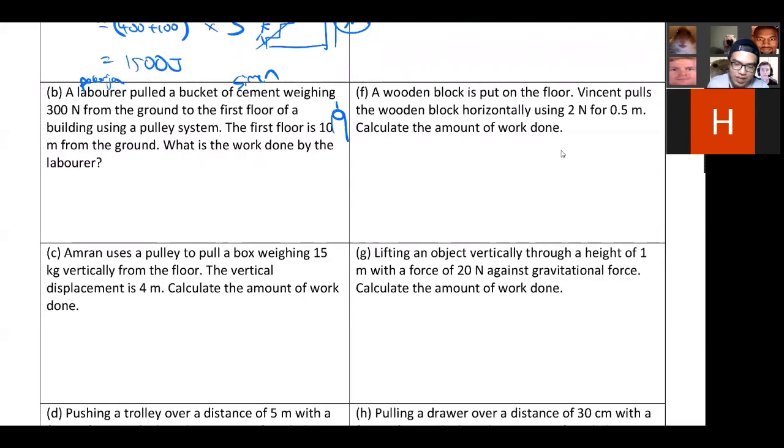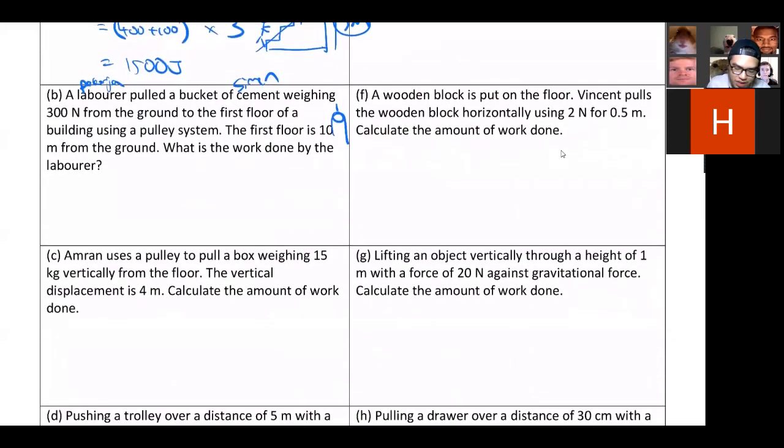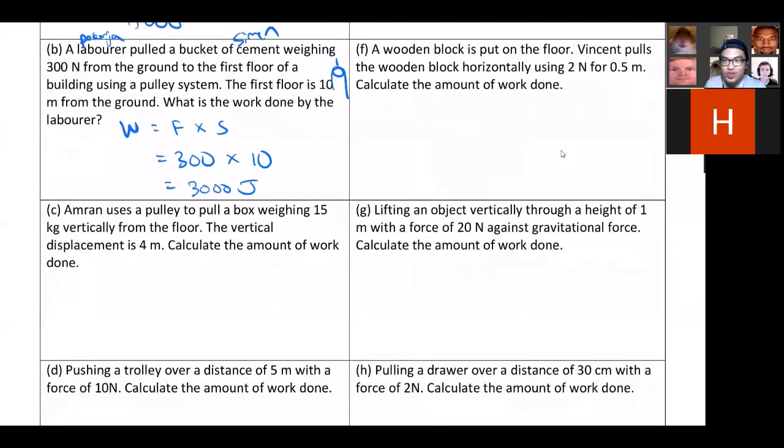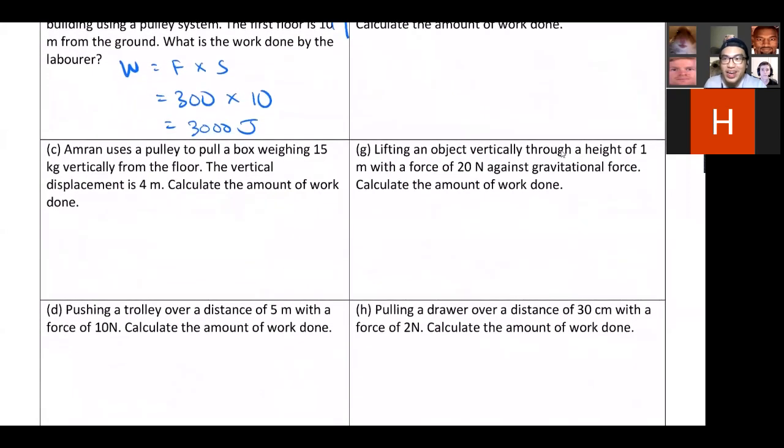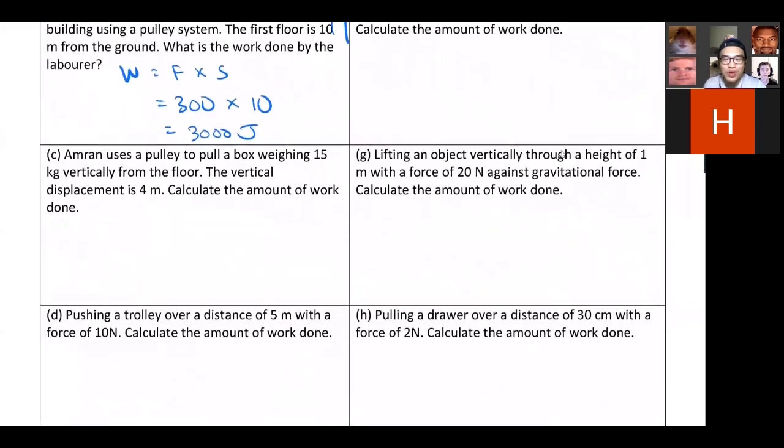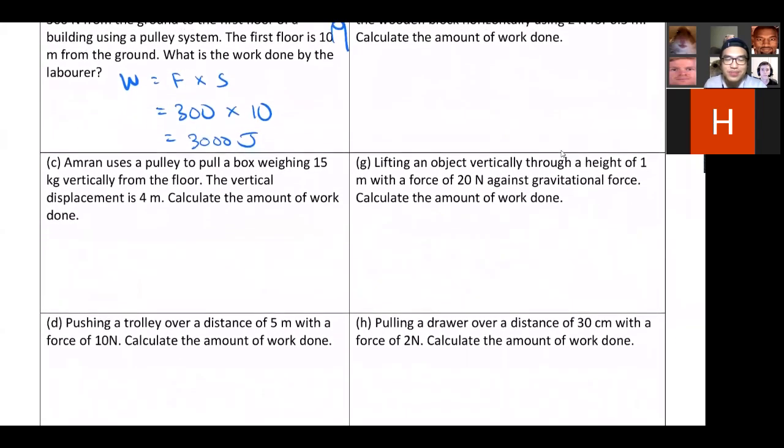What is the work done by the laborer? Apakah kerja dilakukan oleh pekerja? Very simple. Work done equals force times displacement. Force is 300, and displacement is 10 meter, so there's nothing we need to change here. So 3000 joule. Wow, that is a lot of work done. 3000 joule is very tiring. You should feel something when you pull something for 3000 joule.